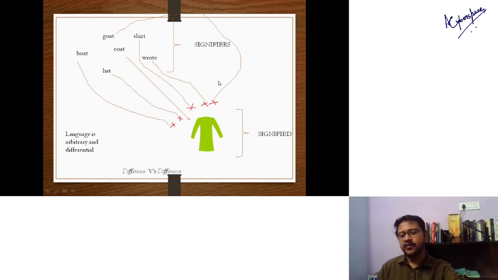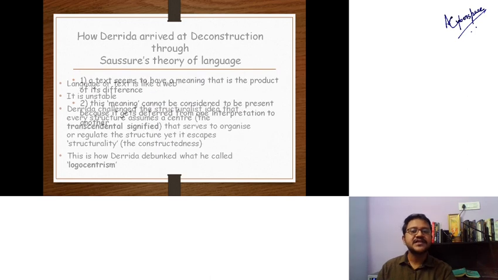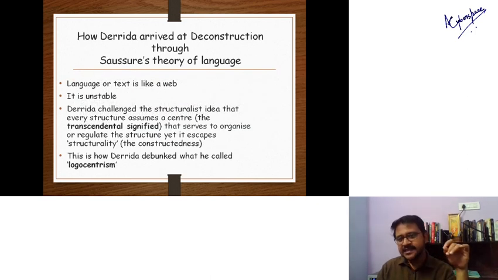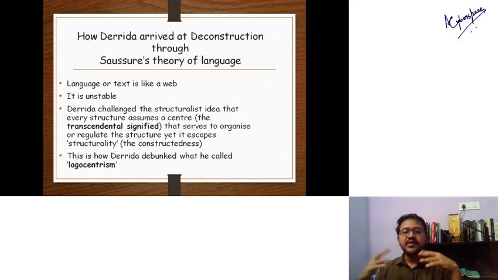Right, transpose this entire diagram into the world of textual interpretation. You would get what I want to suggest here, that the signifier or the meaning is both present and absent. Not essentially present, but not totally absent within the text, within the textual framework, right? And that's what Derrida calls the trace. So we can only have a trace of the signifier. And language or text is like a web, and it is inherently unstable. It is marked by the conflictual network of signifiers. And Derrida challenged the structuralist idea that every structure assumes a center, that is the transcendental signifier, that serves to organize or regulate the structure, yet it escapes structurality, the constructedness.